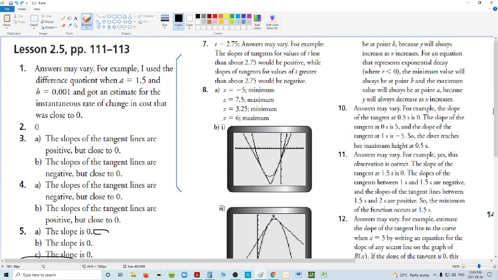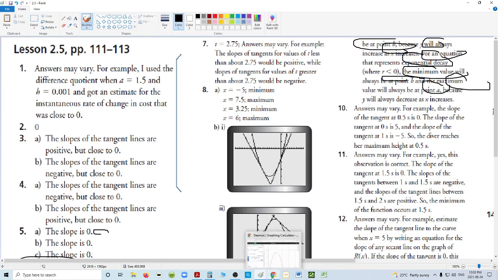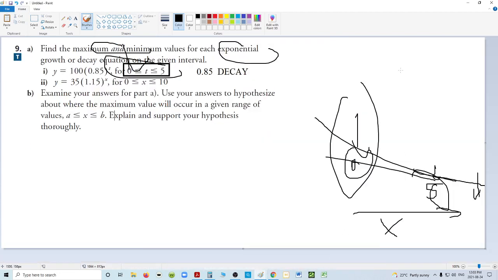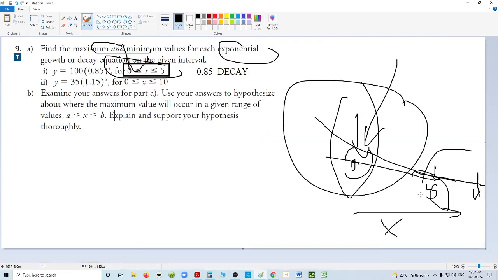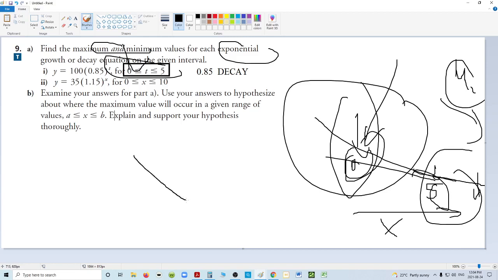And sure enough, the point at y will always increase as x increases for any equation that represents exponential decay. So the minimum value will always be at point B, and the maximum value will always be at point A, which means what I'm saying. For a decay curve, any point that's to the left will be a max value, and any point to the right of that point will be a smaller or a min value. And I guess what they're trying to get at is for you to recognize when you're dealing with growth or decay, for you to spot it.